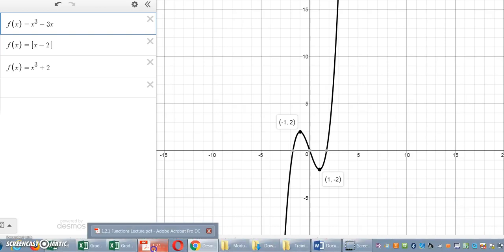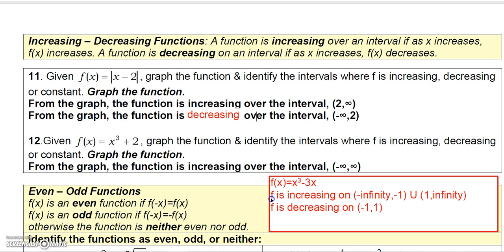So in that case, we would say the function is increasing on negative infinity to negative 1, union 1 to infinity, and we would say it's decreasing on negative 1 to 1. And that's all I have to say about the increasing and decreasing functions. In the next video, I'll talk about even and odd functions.